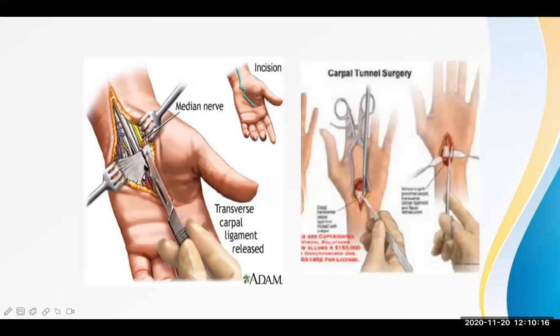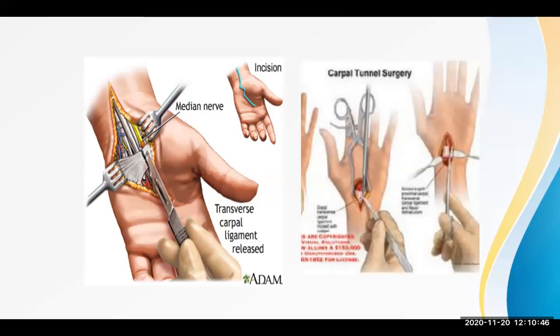This is the surgical management. You open that area and cut this flexor retinaculum. This is called decompression of the median nerve. See this flexor retinaculum, a transverse carpal ligament, is cut. This is the incision given, and after you open that site, cut it, and resuture it. This is called carpal tunnel surgery.